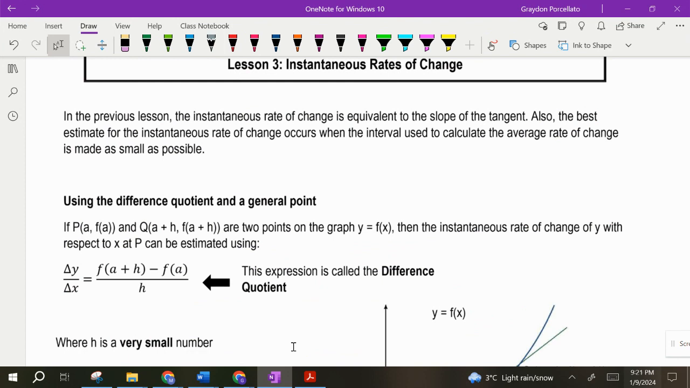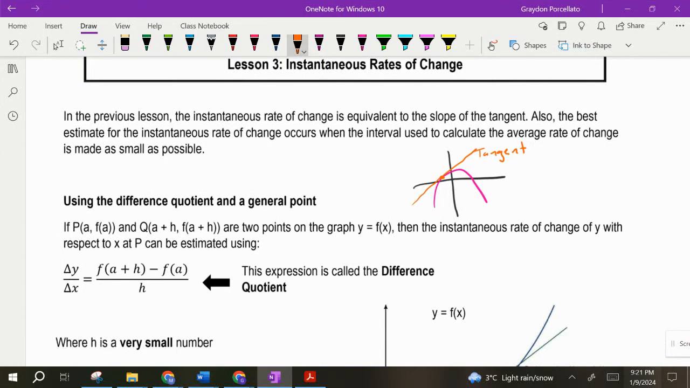So it says here that in the previous lesson, the instantaneous rate of change is equivalent to the slope of the tangent, right? And we know that a tangent is a line that touches a graph at one point. That is a tangent, okay? It touches a graph at one point. Also, the best estimate for the instantaneous rate of change occurs when the interval used to calculate the average rate of change is made as small as possible.